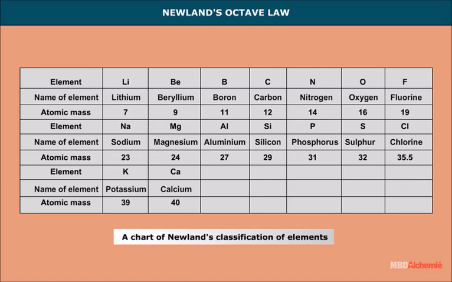Newland proposed the grouping of elements of similar properties. He noticed that repetitions in the properties take place at regular intervals, and every 8th element has similarities. It is called Newland's octave.